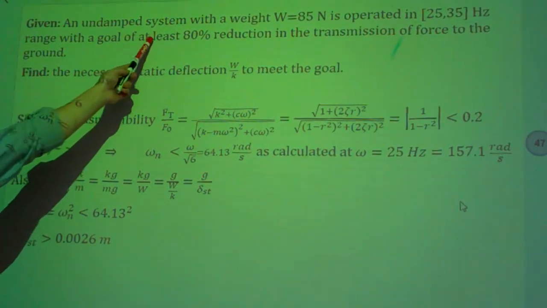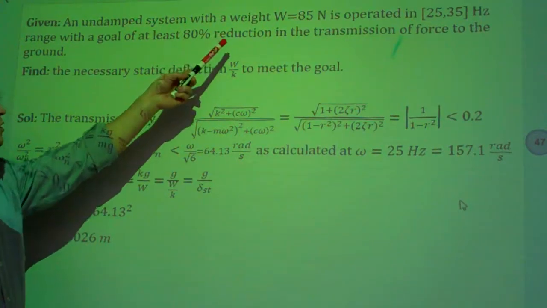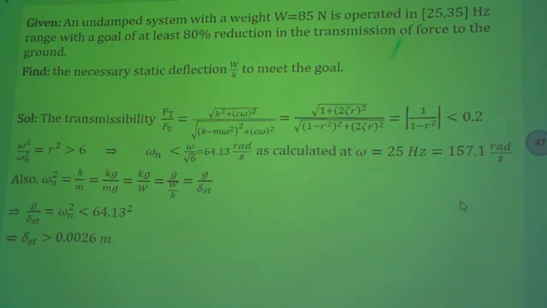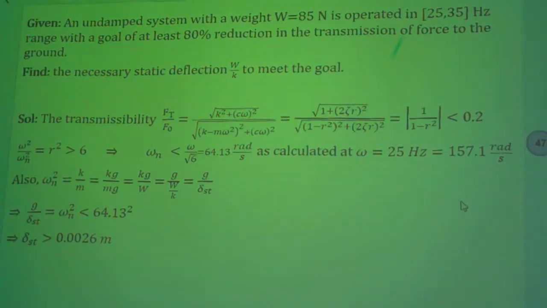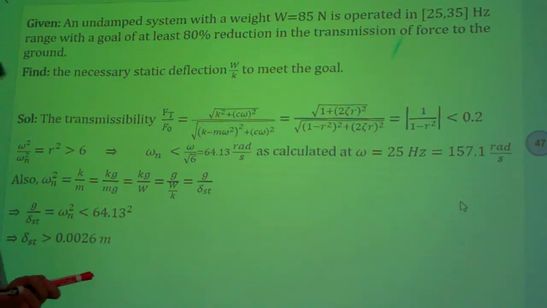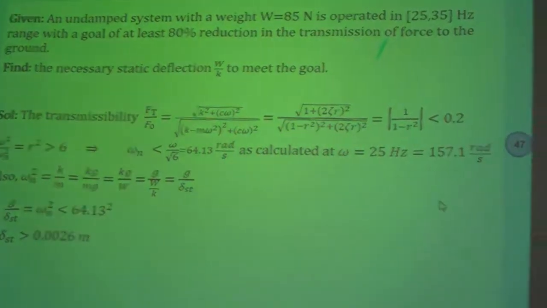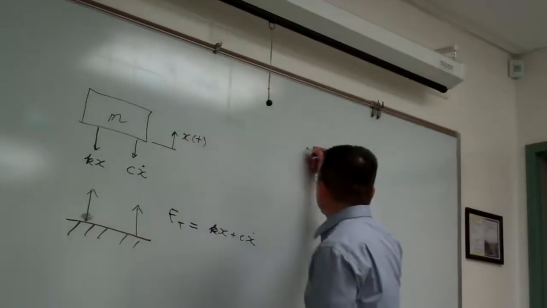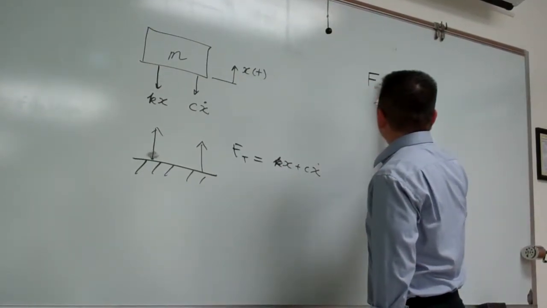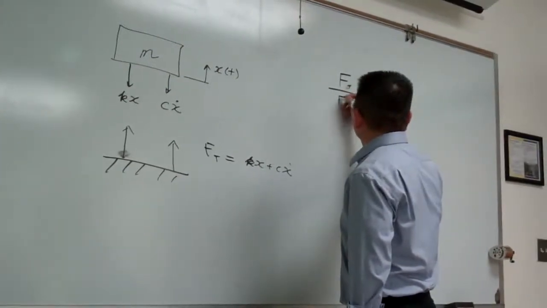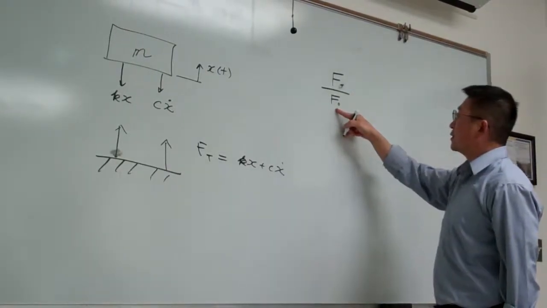So how do we translate this information? An 80% reduction in the transmission means the transmitted force is 20% of the given amplitude. The translation here means the ratio between the transmitted force to the given amplitude.